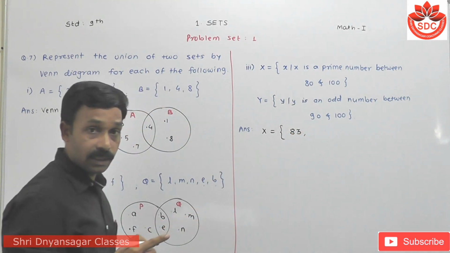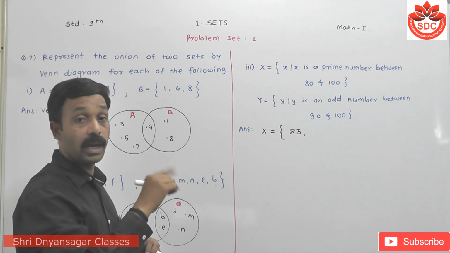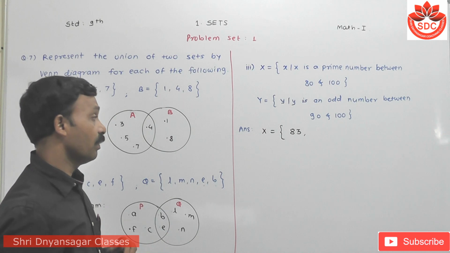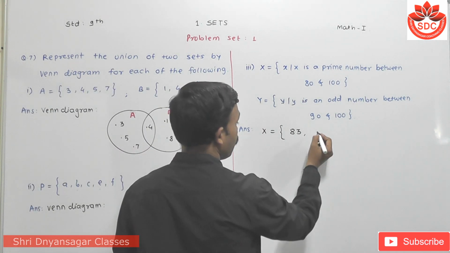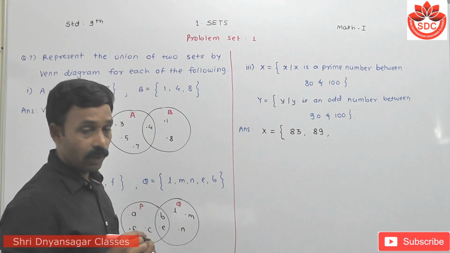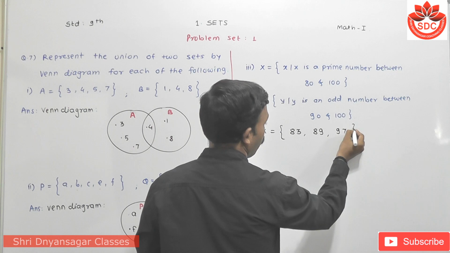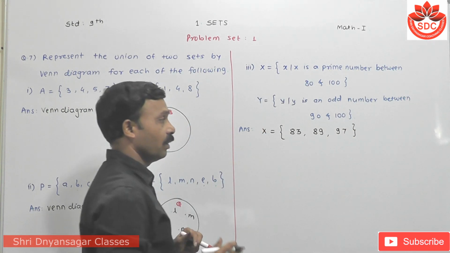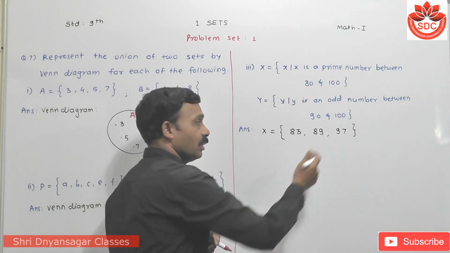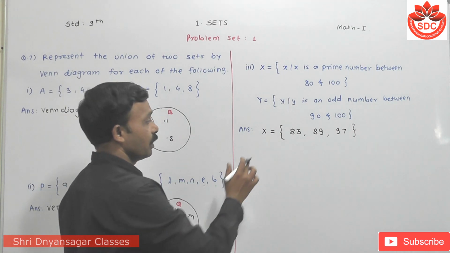Because we cannot divide 83 by any number, we have to divide it by only 1. There is no other factor of this one. Then the next one is 89. Also we can divide it by only 1. Then 97 is also a prime number. We cannot divide 97 by any number other than 1. This is the set X.